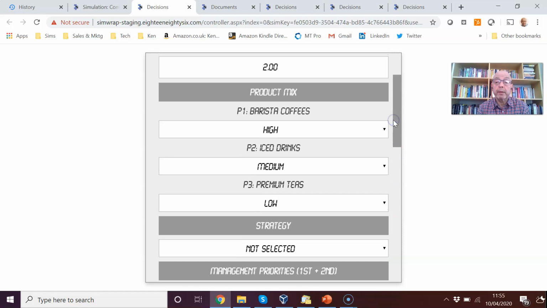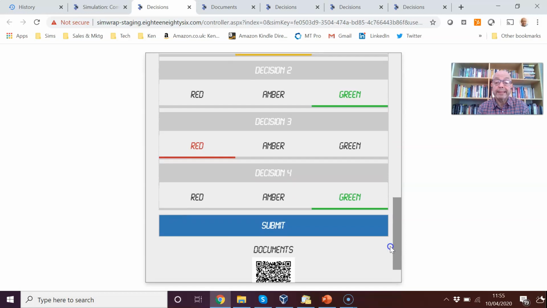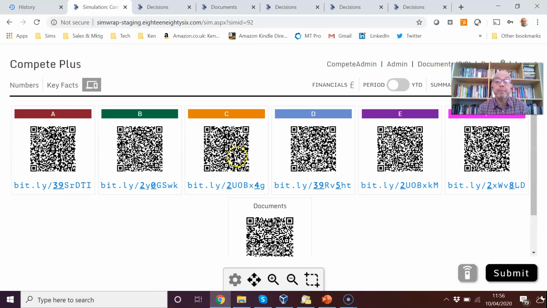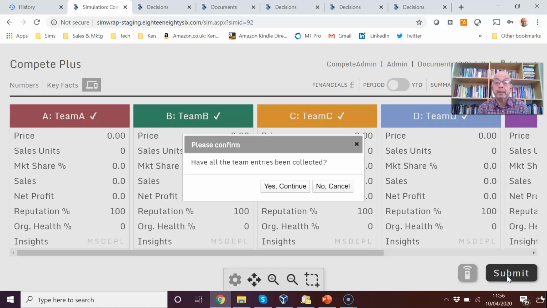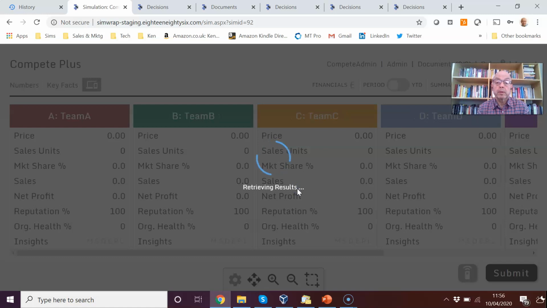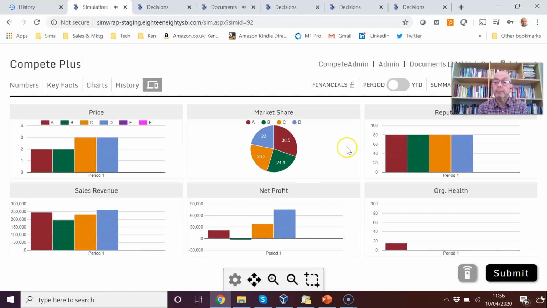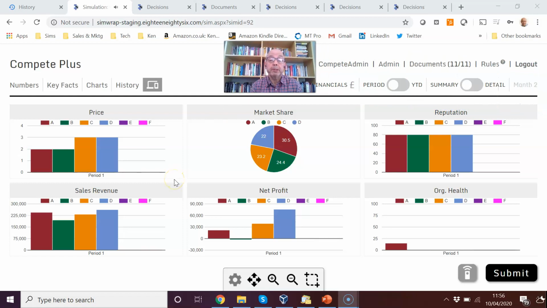So it's like ordinary Compete, but with a product mix and these 4 dilemmas at the end of each round. I submit my answers. We go back into the simulation and we suck down the answers, and we see 4 teams are playing at the minute. I hit submit. And the answers come up for all 4 teams immediately.